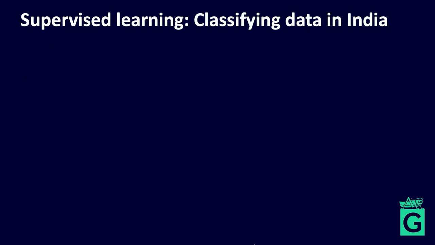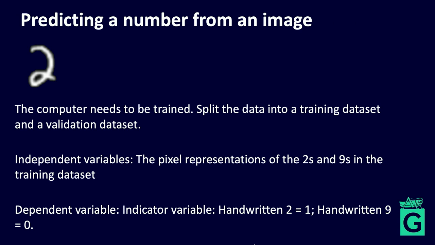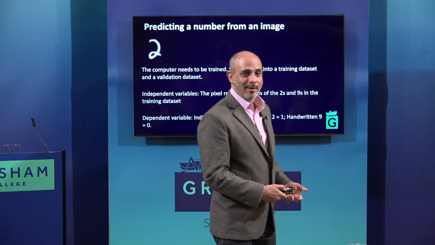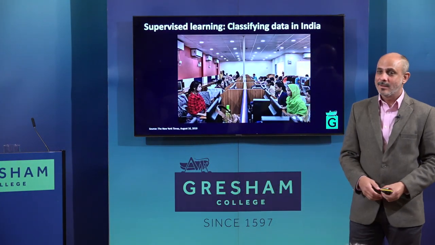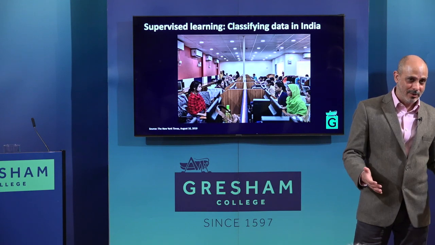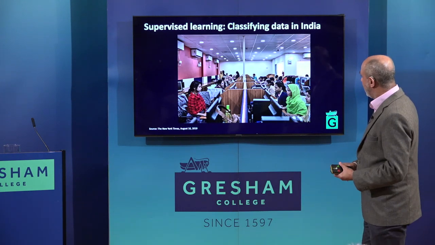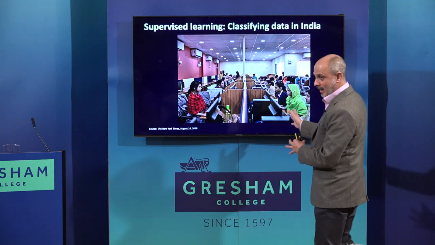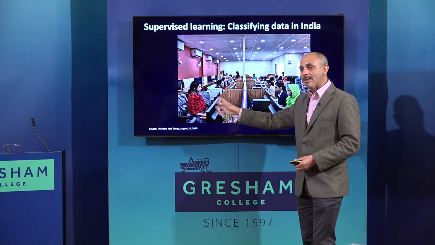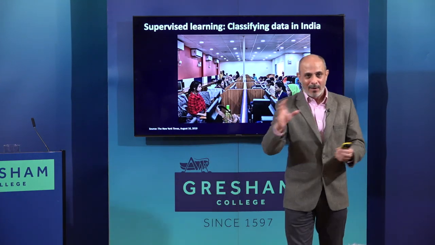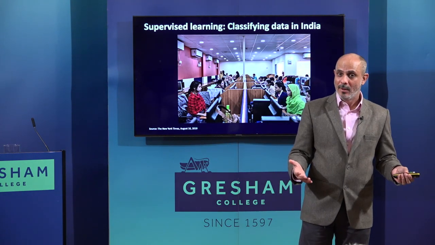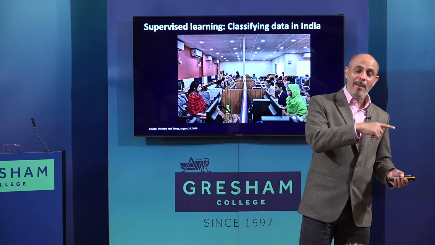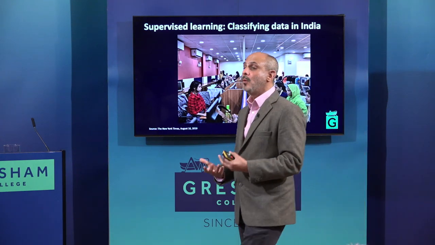Okay, so how do you tell it what's a 2 and what's a 9? The answer is human beings. So this, for example, is people in India who do this. It's a company in India called iMerit, which does something like this. China, same thing. They spend all day sitting in front of computers and classifying numbers, classifying images, classifying almost everything you can think of. Their job is to provide inputs to a computer model of supervised learning.